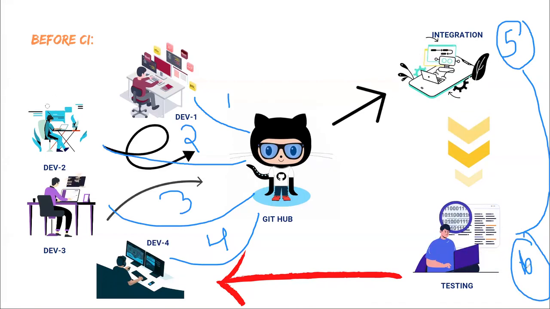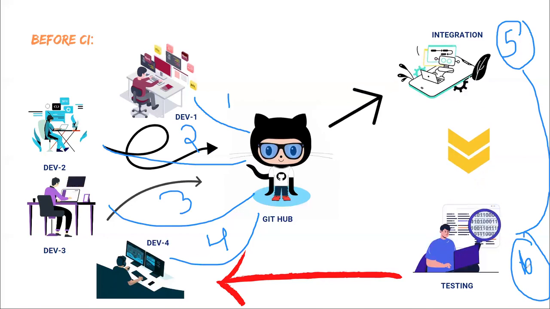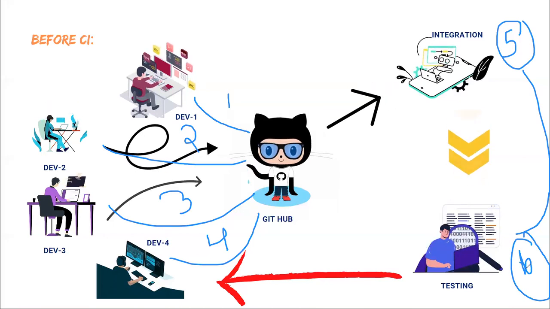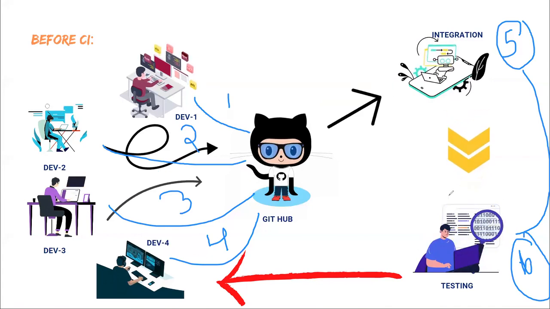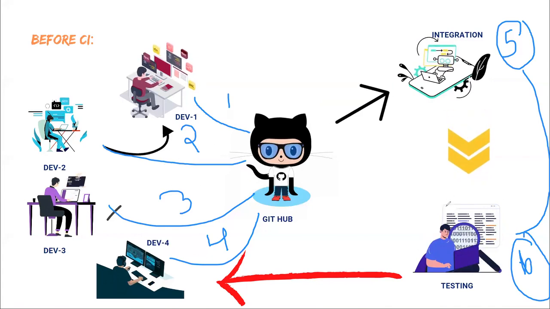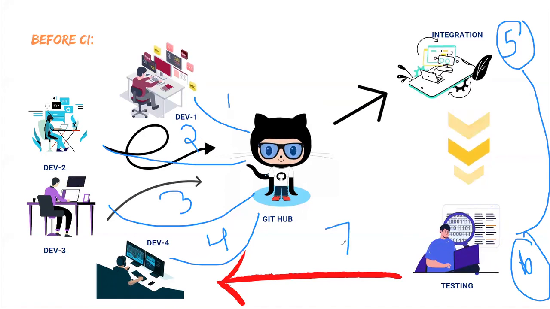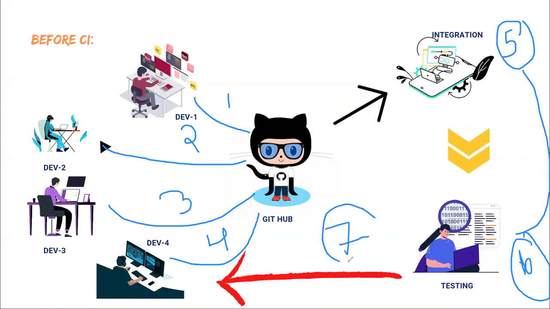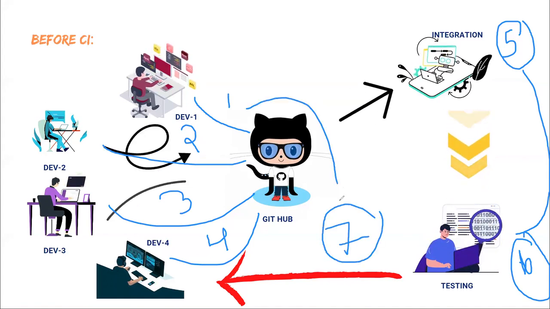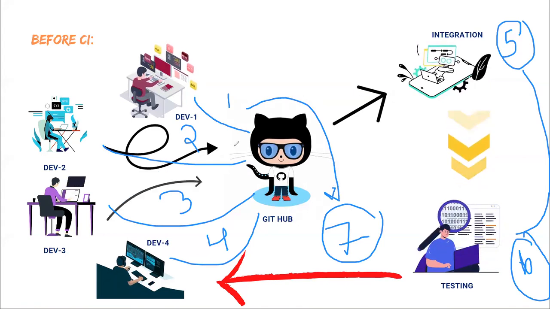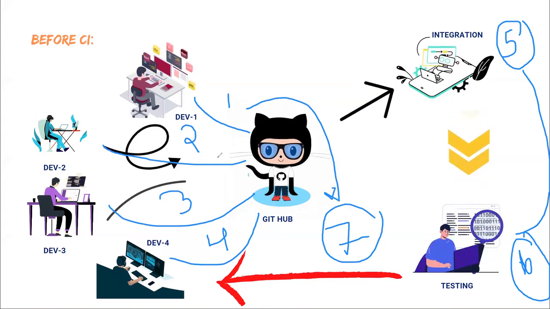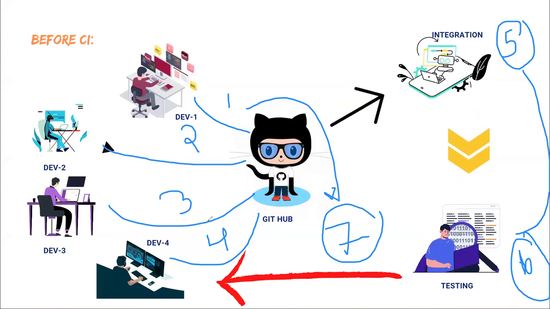What is the work of the tester? His work is to test the source code. But unfortunately, this tester found a bug. He found the bug on day 7. And unfortunately, this bug is from developer 1. Developer 1 gave the source code on day 1, developer 2 on day 2, developer 3 on day 3, and developer 4 on day 4.